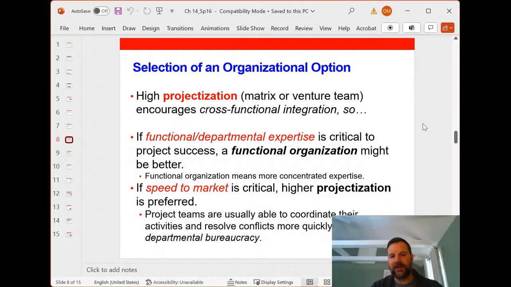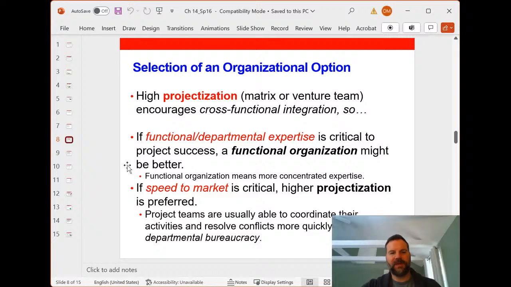High projectization encourages cross-functional integration. So again, focusing on these venture or matrix teams, it's critical in this case to really think about, all right, what is going to be the speed to market? How quickly do we need to get out there? But then also how much flexibility do we have to learn a new product, learn a new category before actually selling the product.